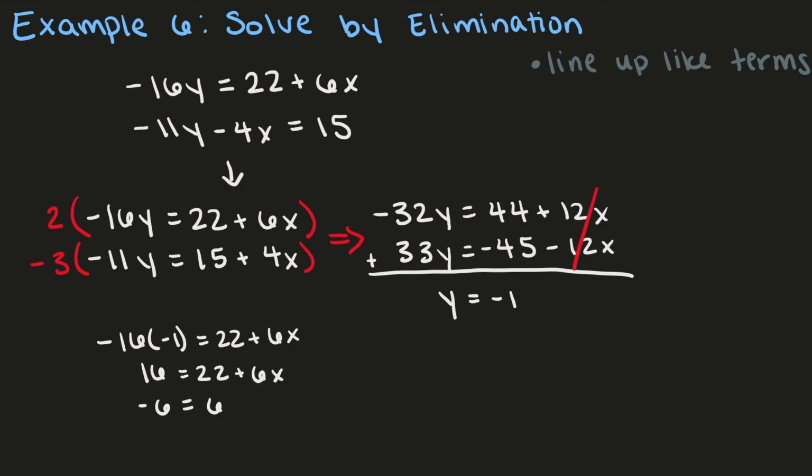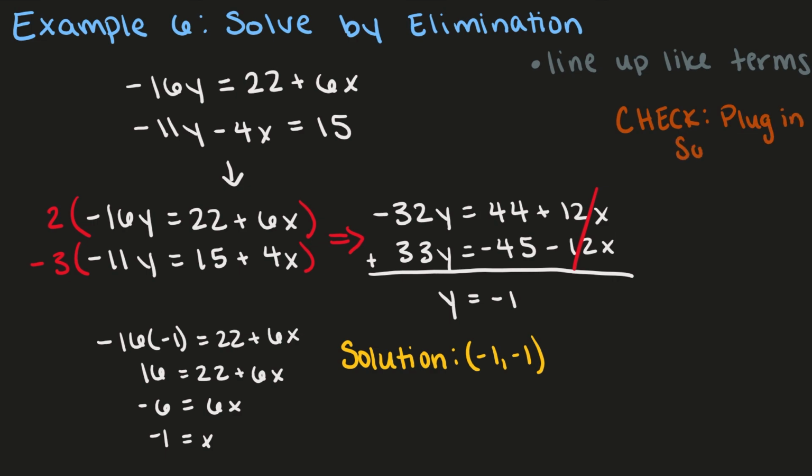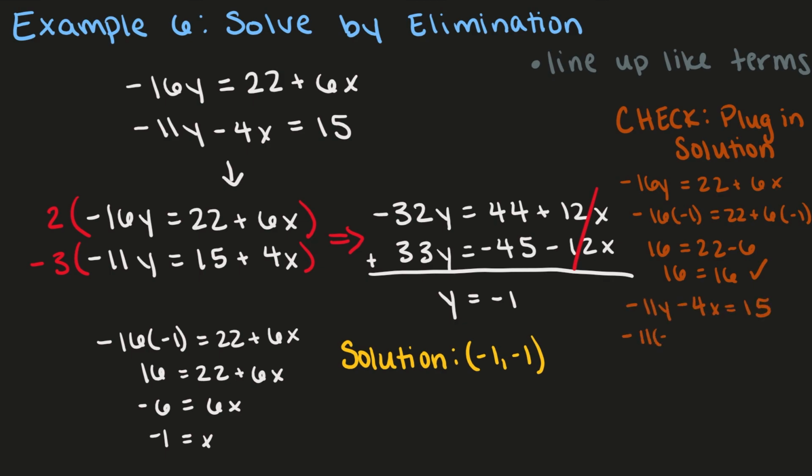Plugging that into the first equation gives us x equals negative 1. So our solution is negative 1, negative 1. Lastly, to check, we'll plug in our solution. After plugging in our solution to both of our equations, we see that it is true for both, and this is the solution.